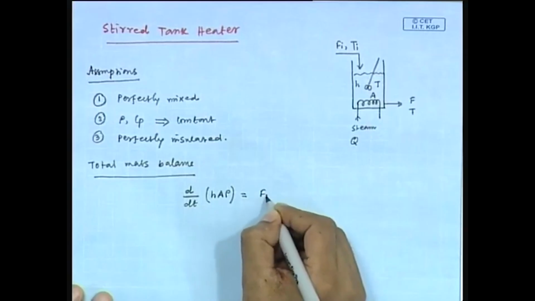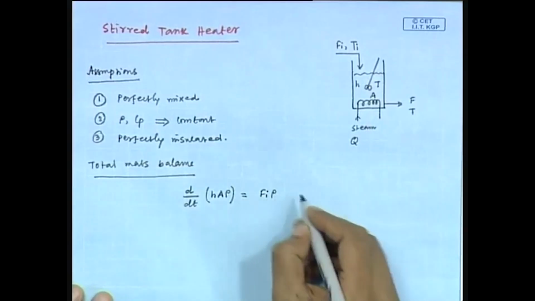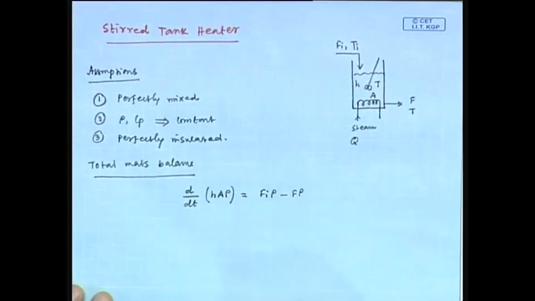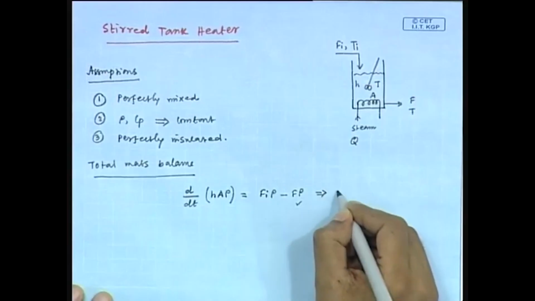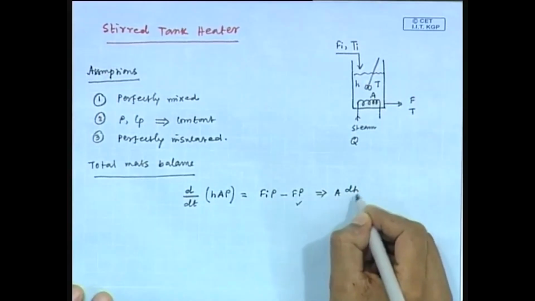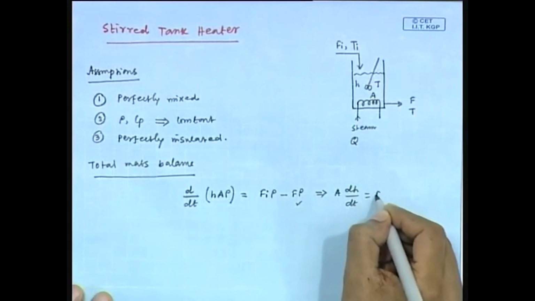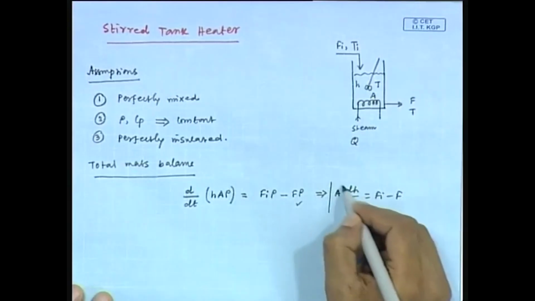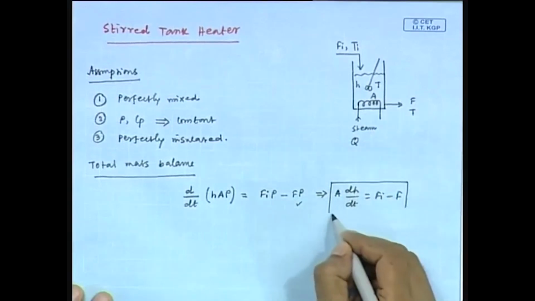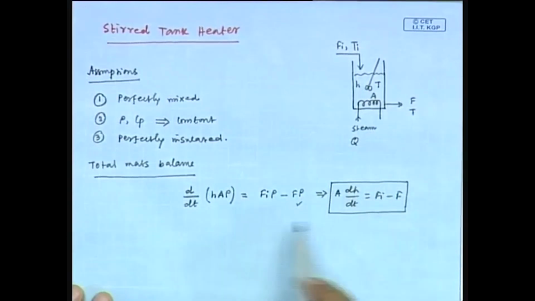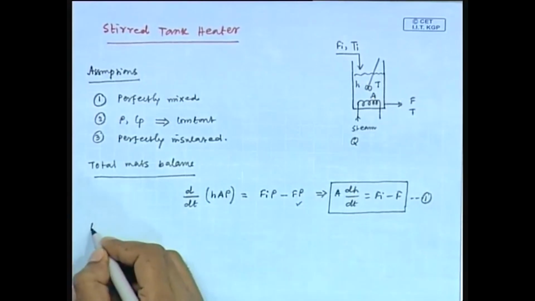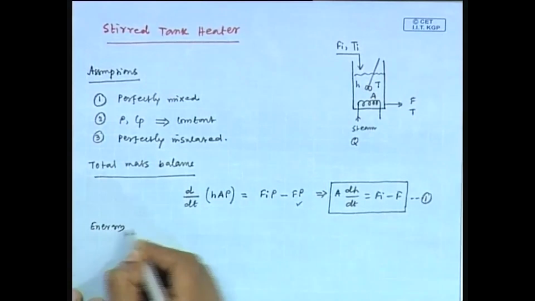What is the inflow rate? Fi rho, minus F rho, which is the outflow rate. So, we can write this equation: A dH/dt equals Fi minus F. This is the total mass balance equation. Since rho is constant, we can get this from the previous equation. Let's give some equation number for this. Suppose this is equation number 1. Next, we will go for the energy balance.